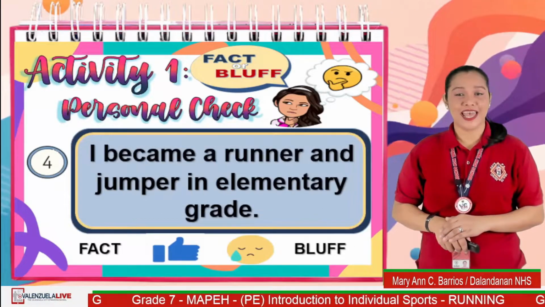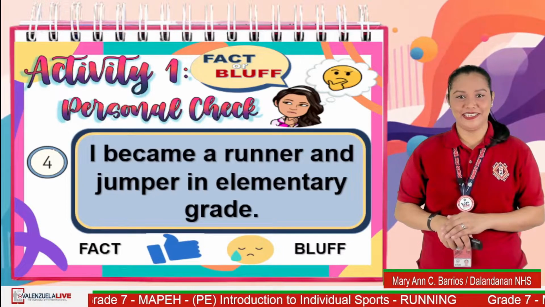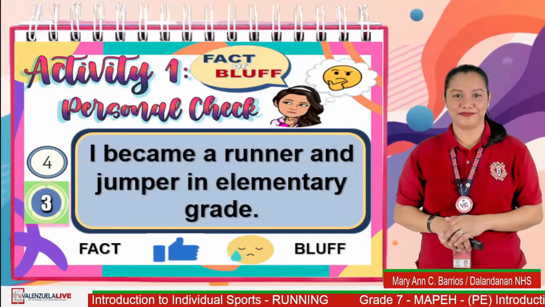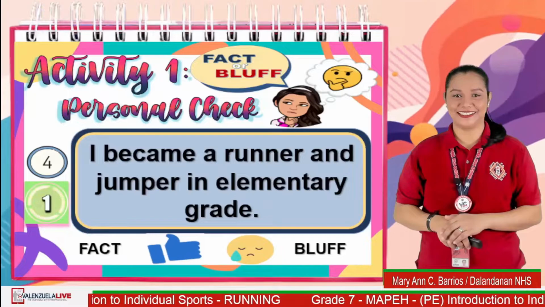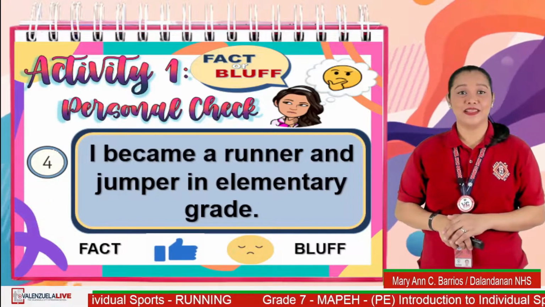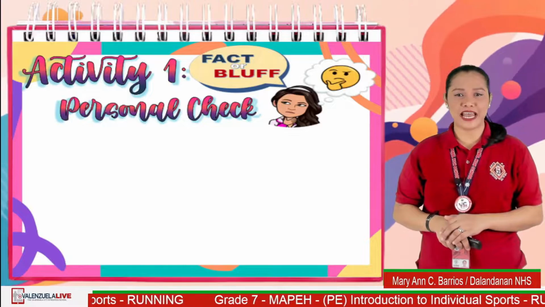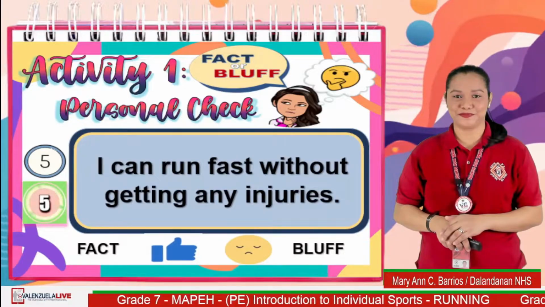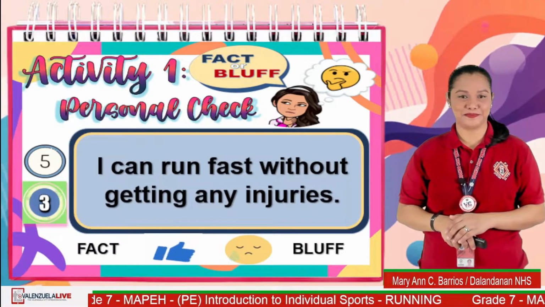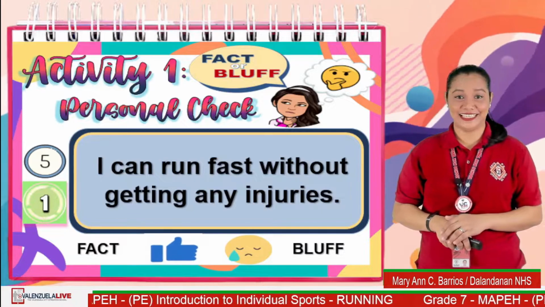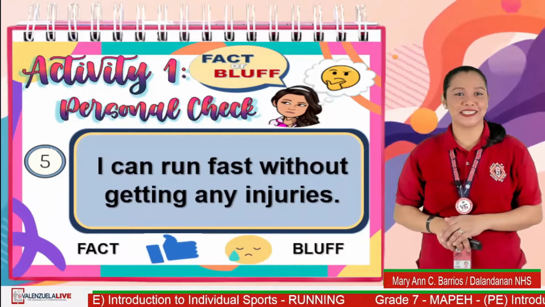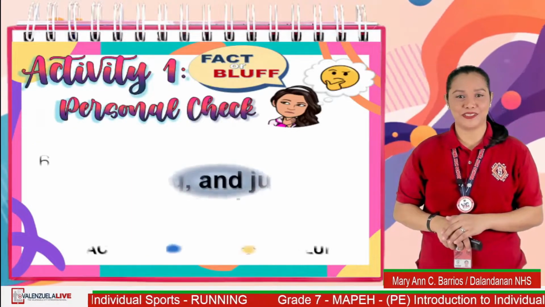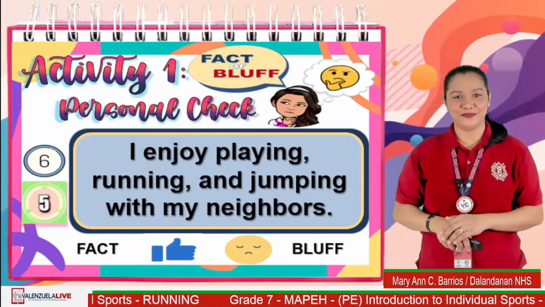Number 4. I became a runner and a jumper in elementary grade. Timer starts now. Time is up. Number 5. I can run fast without getting any injuries. Timer starts now. Time is up. Number 6. I enjoy playing, running, and jumping with my neighbors. Timer starts now.